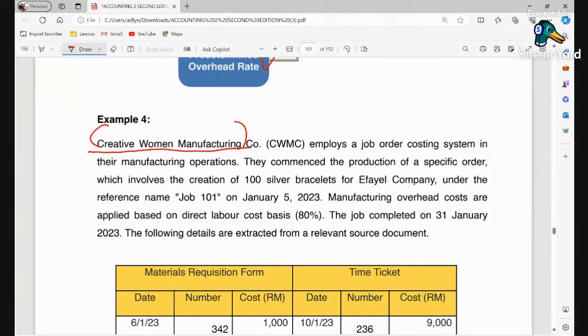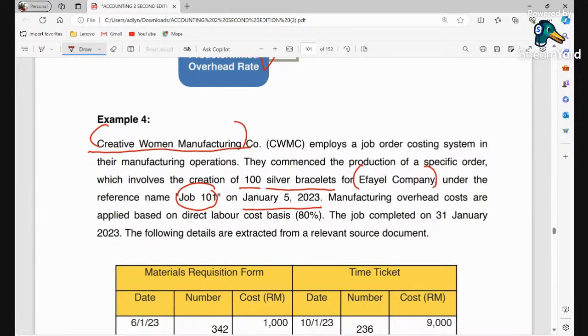Ini kita, the company, the one that is producing the item, the products. Okay, who is your customer? Your customer dekat sini ialah FIL company. Okay, so FIL company ni order apa? Dia order 100 unit silver bracelet, gelang silver. Okay, so kita, Creative Woman Manufacturing, refer the job sebagai job 101. Okay, dan kita terima order tu pada Januari 5, 2023.